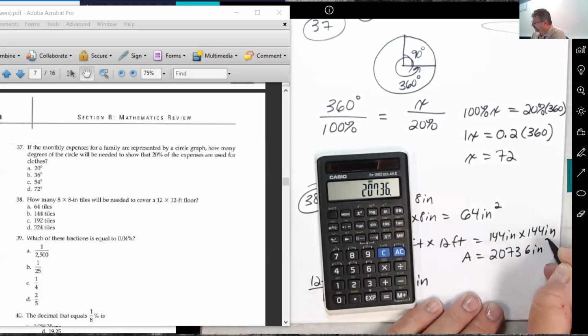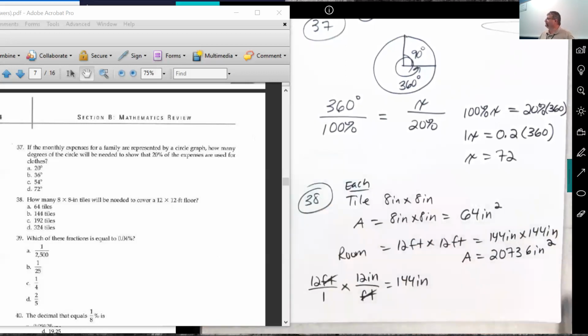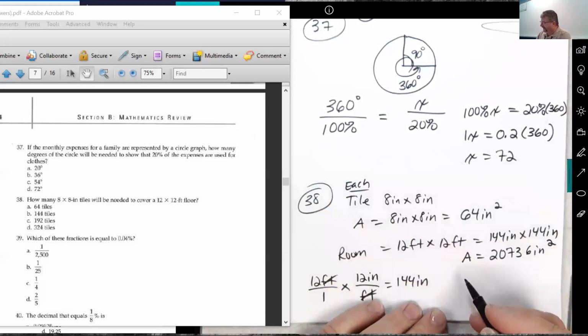20,736 square inches. Okay, that's the room. I got this big old room. I got these little old tiles. If I do a division now of the area of the room divided by the area of the tiles, it'll tell me how many tiles I need.